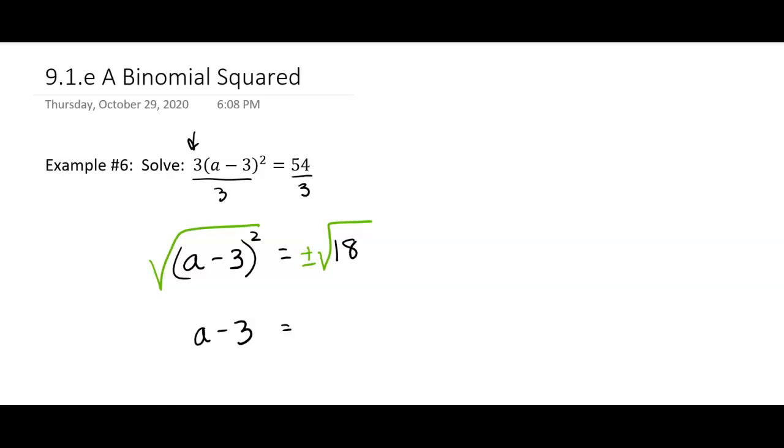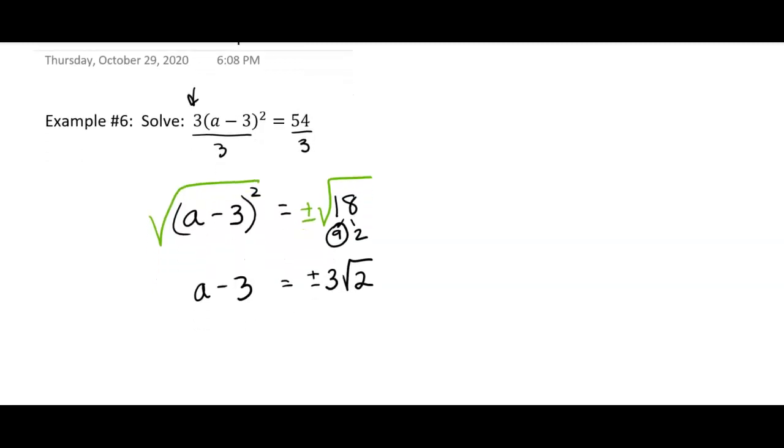And then on the right, you're going to go ahead and simplify it. It's going to be plus or minus, and then 18 is 9 times 2, so it's going to be 3 because you took the square root of 9, and then times the square root of 2. Okay, now remember we're trying to solve for a, and we're almost there.